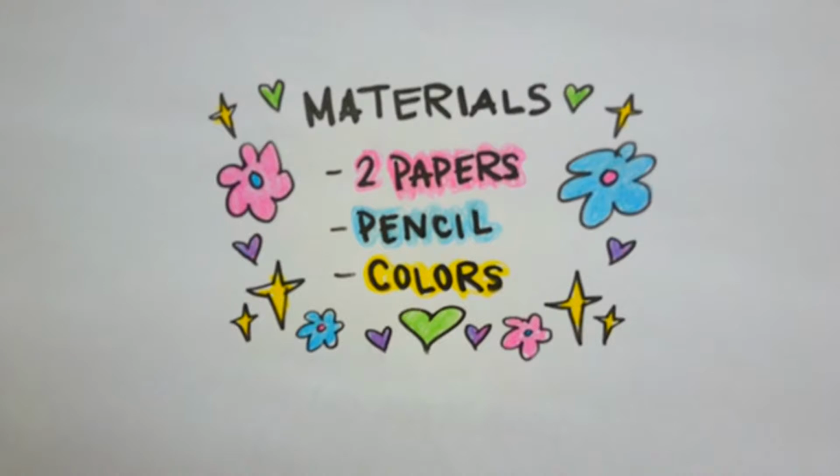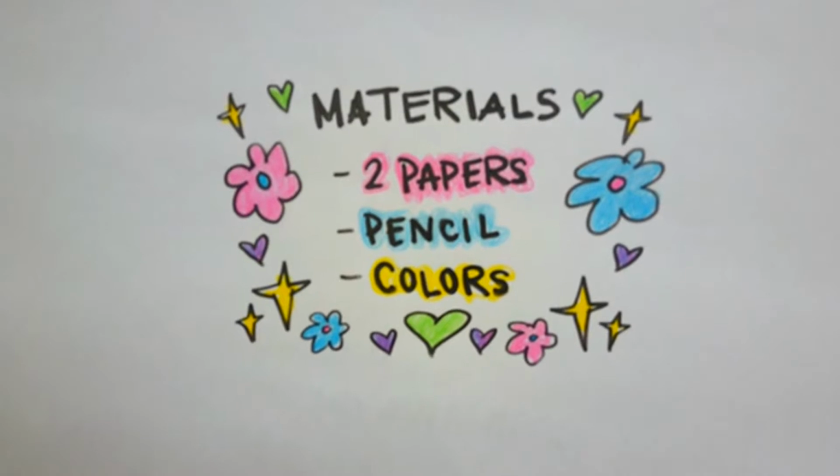Hi students, so today the materials that you're going to need are 2 papers, a pencil, and colors. So I'm going to go ahead and let you get those materials. So 2 papers, a pencil, and colors. If you happen to have a ruler, then I would say get a ruler as well. It's not necessary because we're going to make our own, but if you do have a ruler, then maybe get that. It would be a good idea. Okay, so our 2 papers, our pencil, and our colors are what we're going to need today.